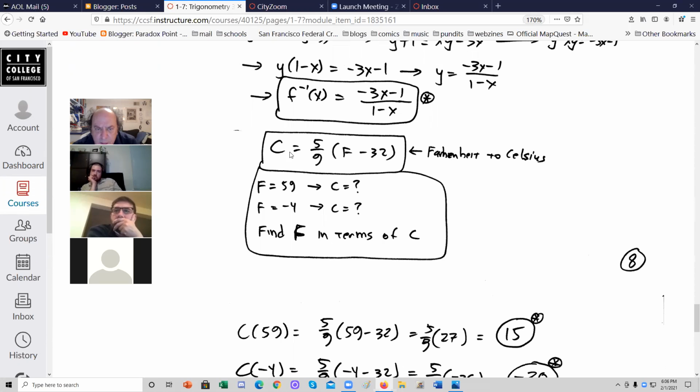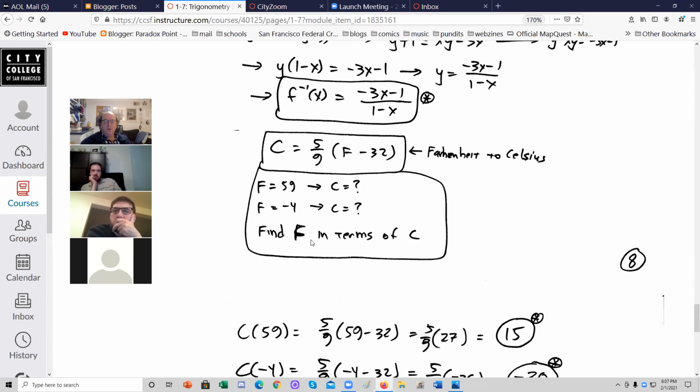Here we have C is 5/9 of (F minus 32). This converts from Fahrenheit degrees to Celsius degrees. First we'll just do some substitution. When F is 59, what's C? When F is minus 4, what's C? So 59 Fahrenheit is what Celsius? Minus 4 Fahrenheit is what Celsius? And then let's invert, find F in terms of C.